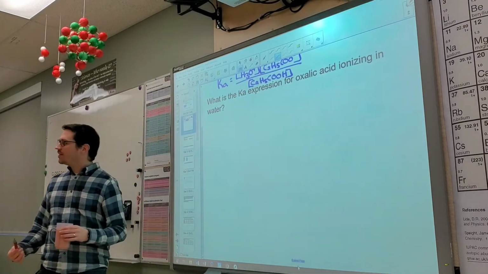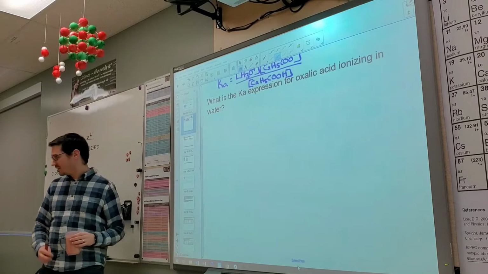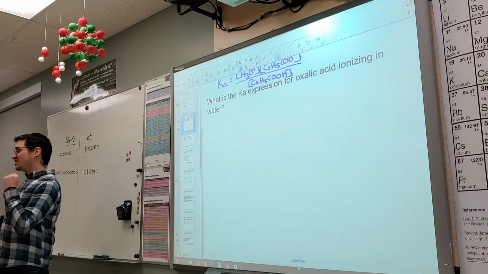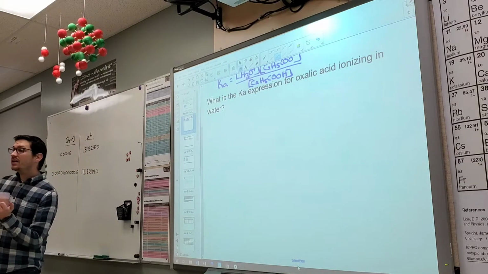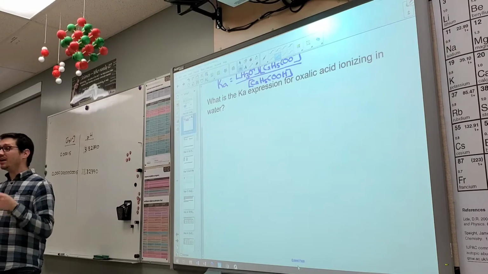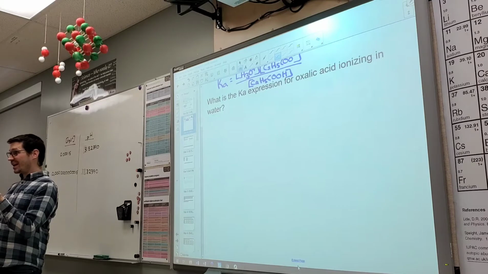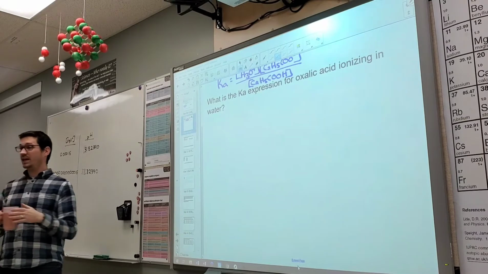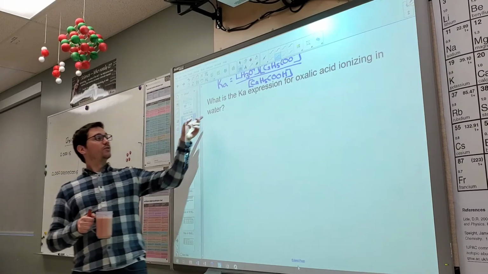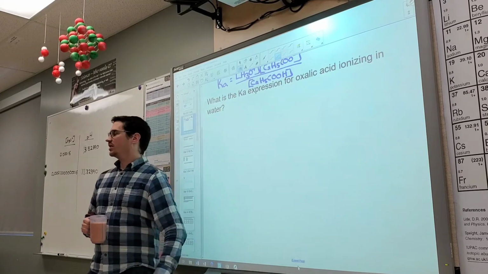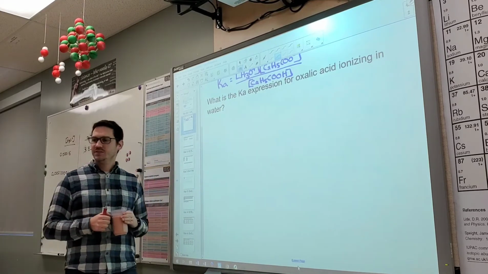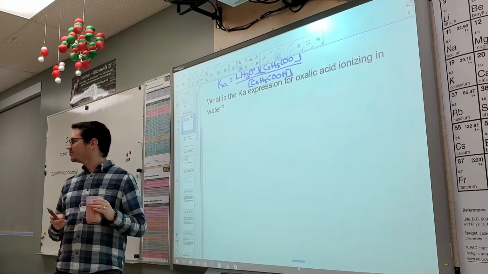So let's take a look at oxalic acid. And let's write the Ka for oxalic acid. First thing I want to bring your attention to is you cannot write an equilibrium constant unless you have a chemical reaction. You need a chemical reaction. So what's going to be our chemical reaction here? Does anybody know what oxalic acid is?